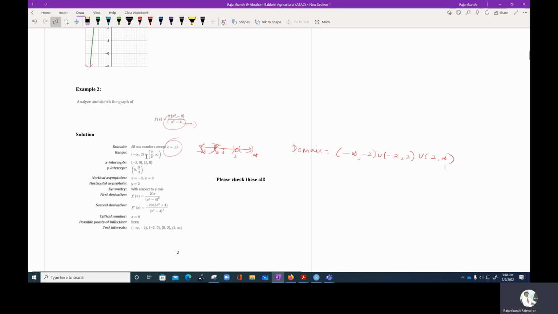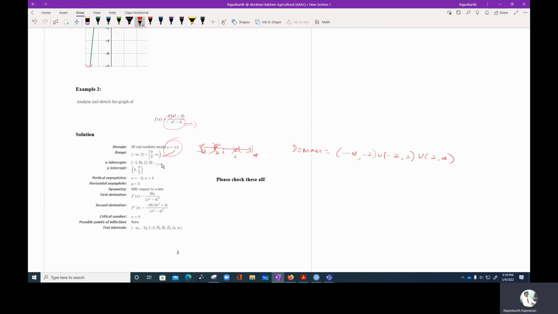The range is the possible y values for the function. If you could find it, that's fine. Otherwise, you could leave that part as well. But we used some college algebra things to find the range. So if you could find it, you are good. Otherwise, you could skip that one. Finding the x and y intercepts is now easy here.